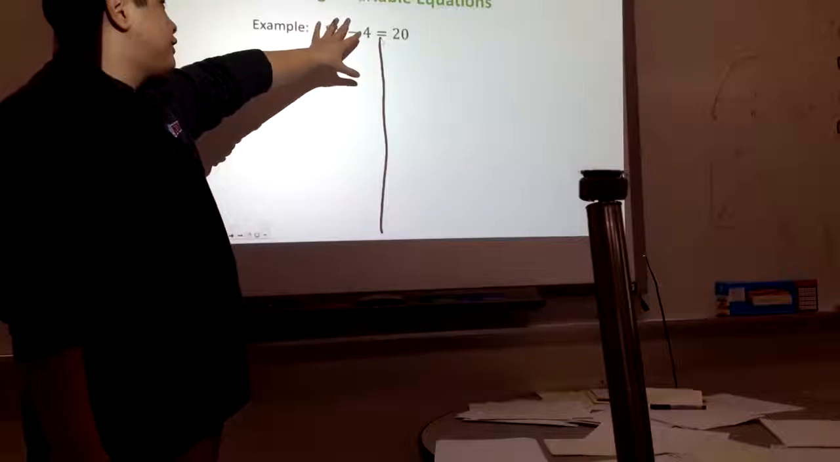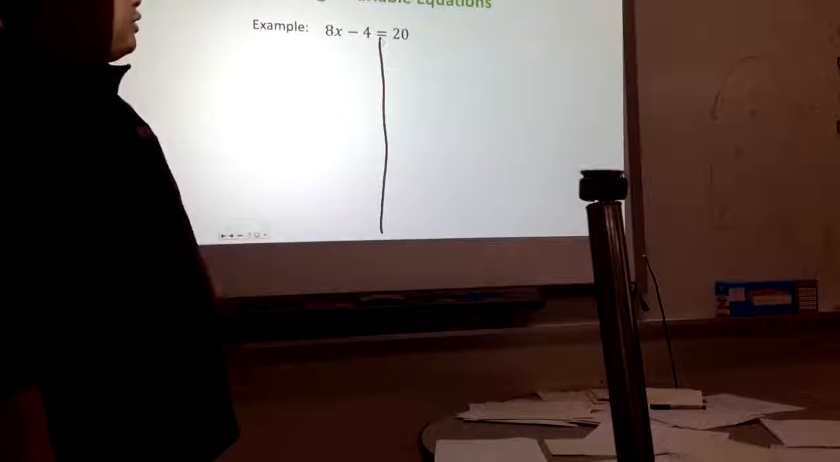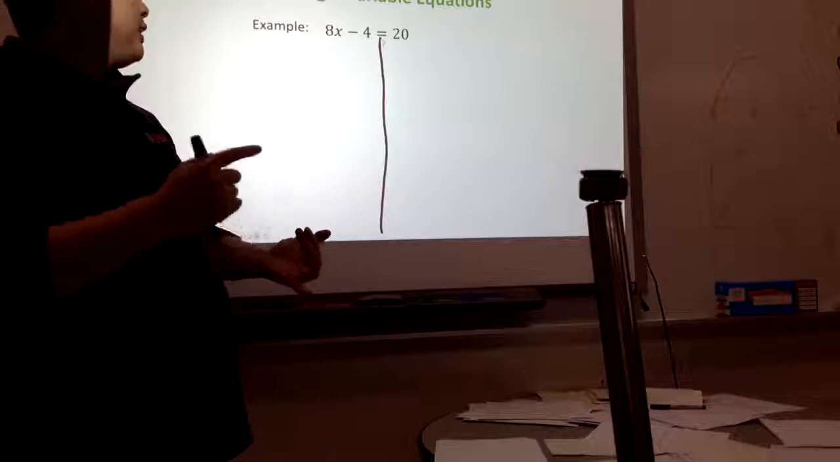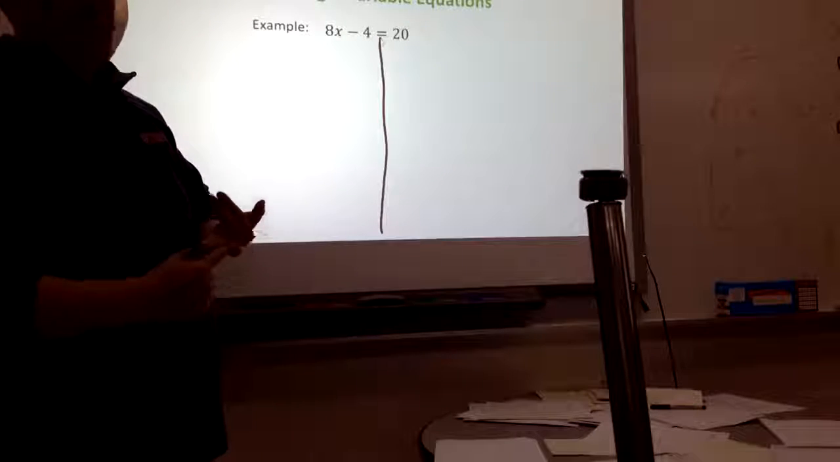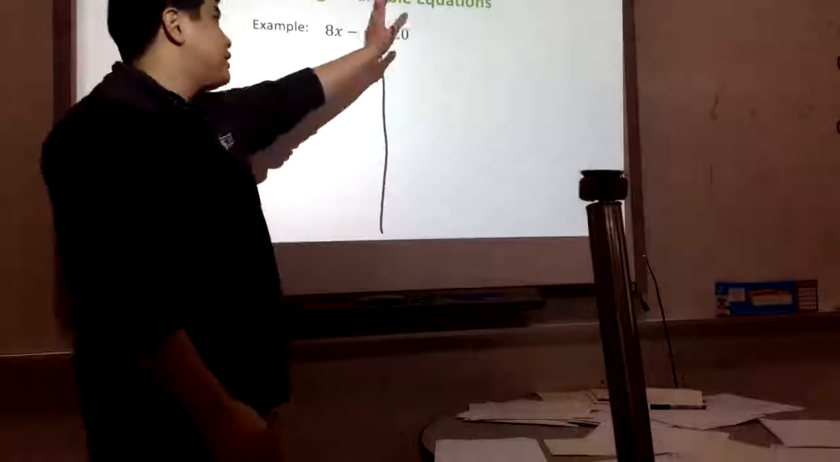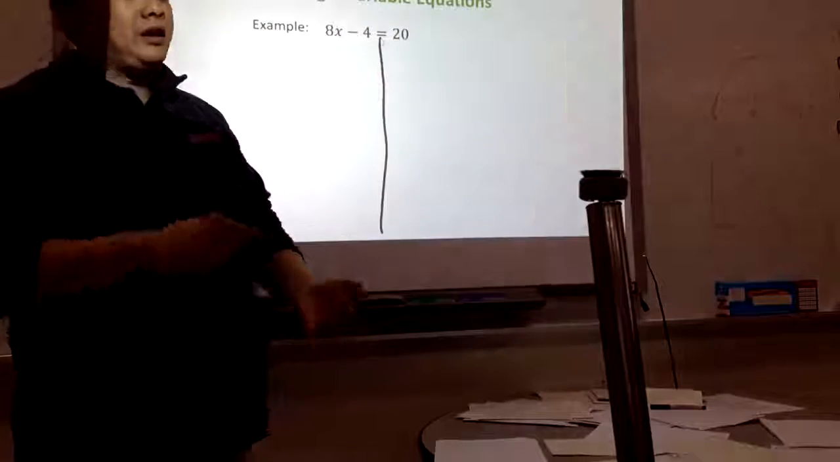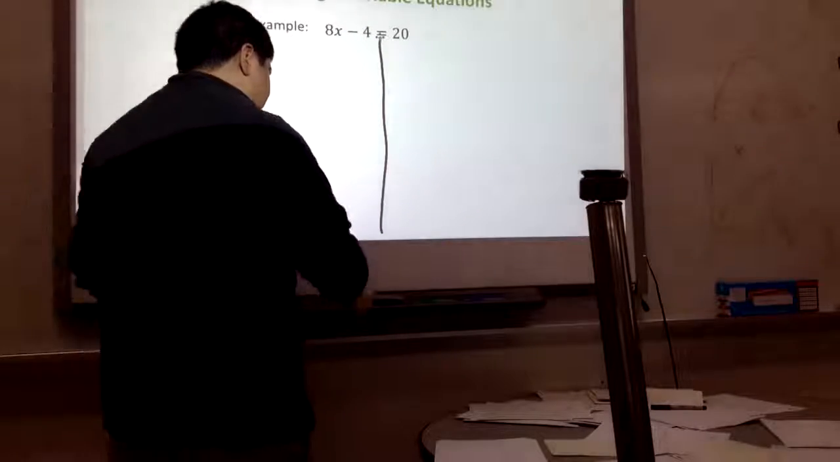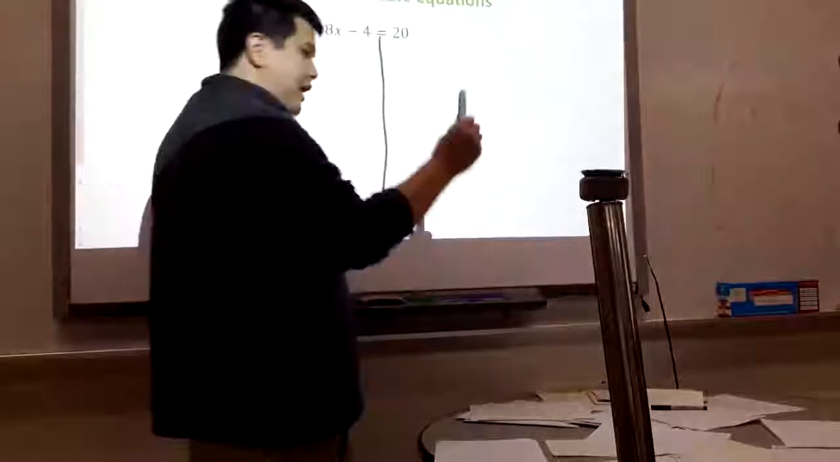So we first look at the first side, 8x minus 4. Can we combine like terms? No, we cannot, because we do not have like terms. Can we distribute? No, there's nothing to distribute in here because we don't have parentheses. And we do the same thing with the other side. The other side is just 20, so we can neither combine like terms nor distribute. So we're going to move on to step 2, which I will do in red.